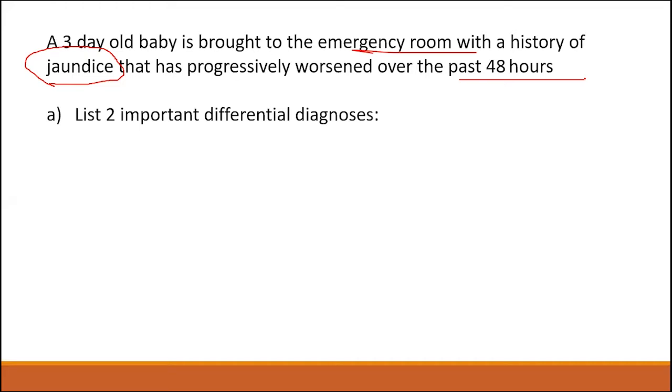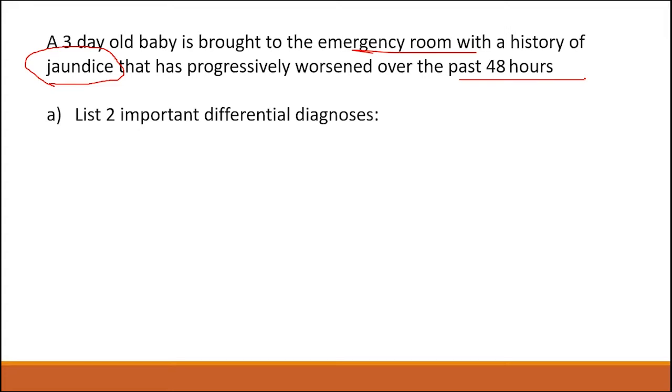What other differential can you think of? Neonatal sepsis. So infection can lead to what? Hemolysis. Infection can lead to breakdown of the red blood cells, that can lead to release of the bilirubin. This bilirubin will lead to what we call jaundice. All right. Then we can have G6PD deficiency, glucose-6-phosphate dehydrogenase deficiency. It can also lead to jaundice.